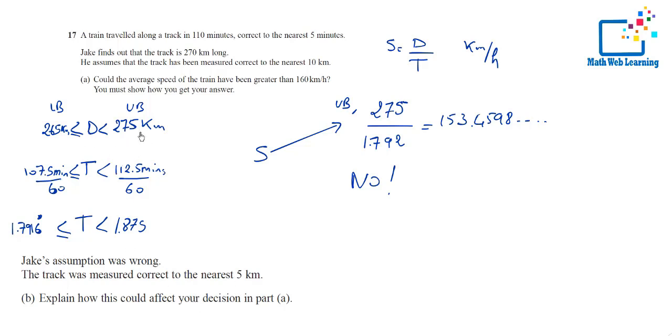It means that the upper bound will get smaller, all right? So remember here, this is the upper bound. It should be smaller, okay? So it should be less than 275. So the answer, the speed will be less. So therefore, it will have no effect on our decision in part A. So let's go ahead and write that down.